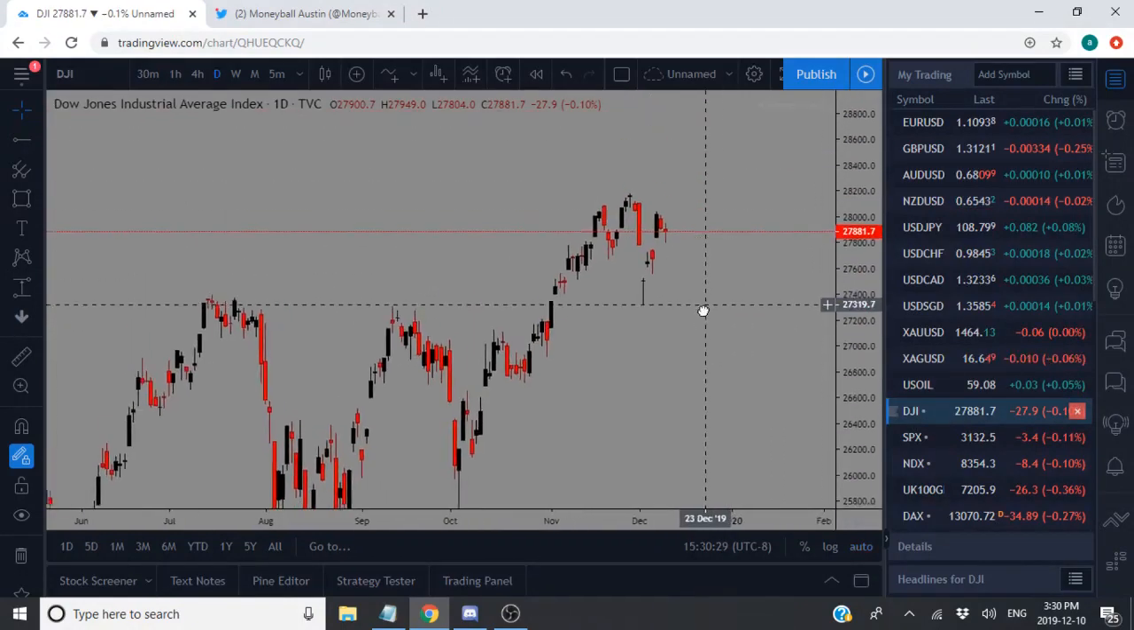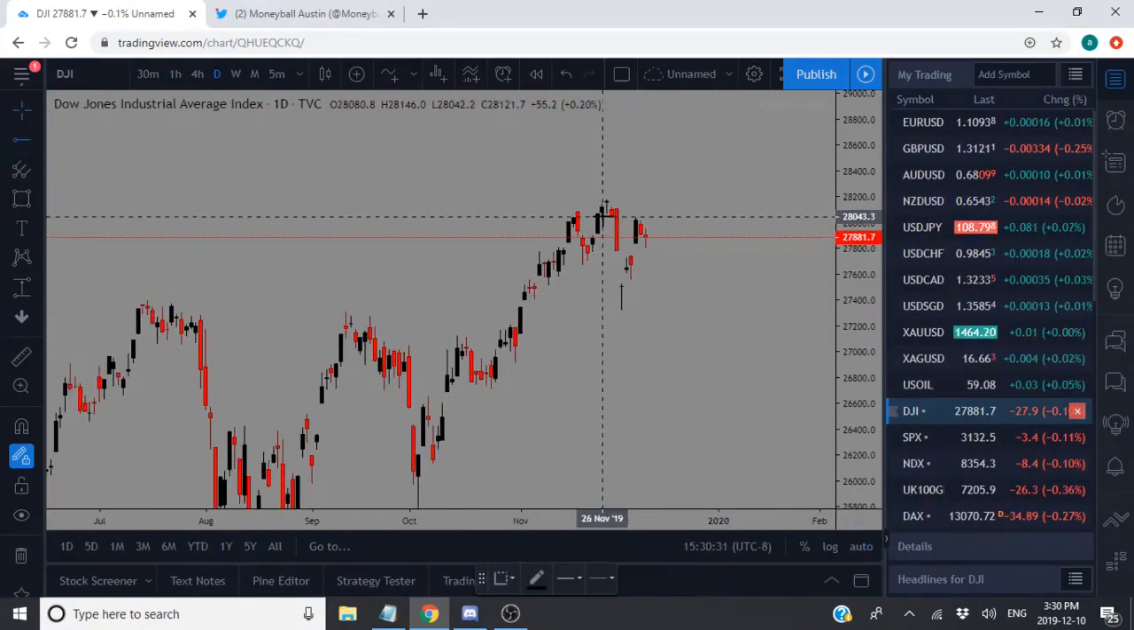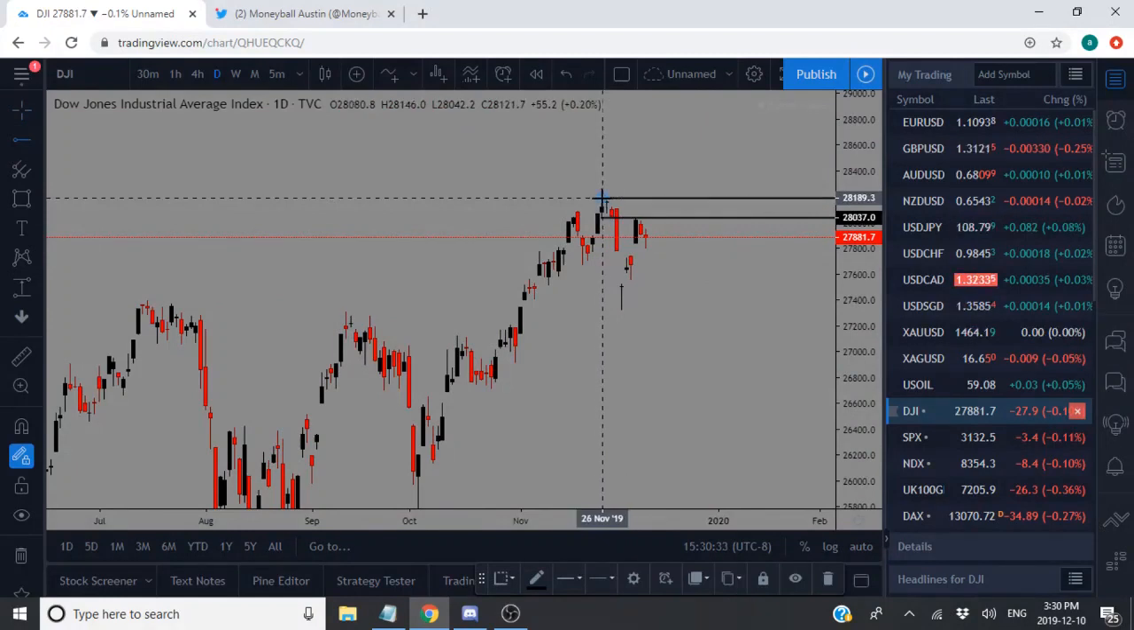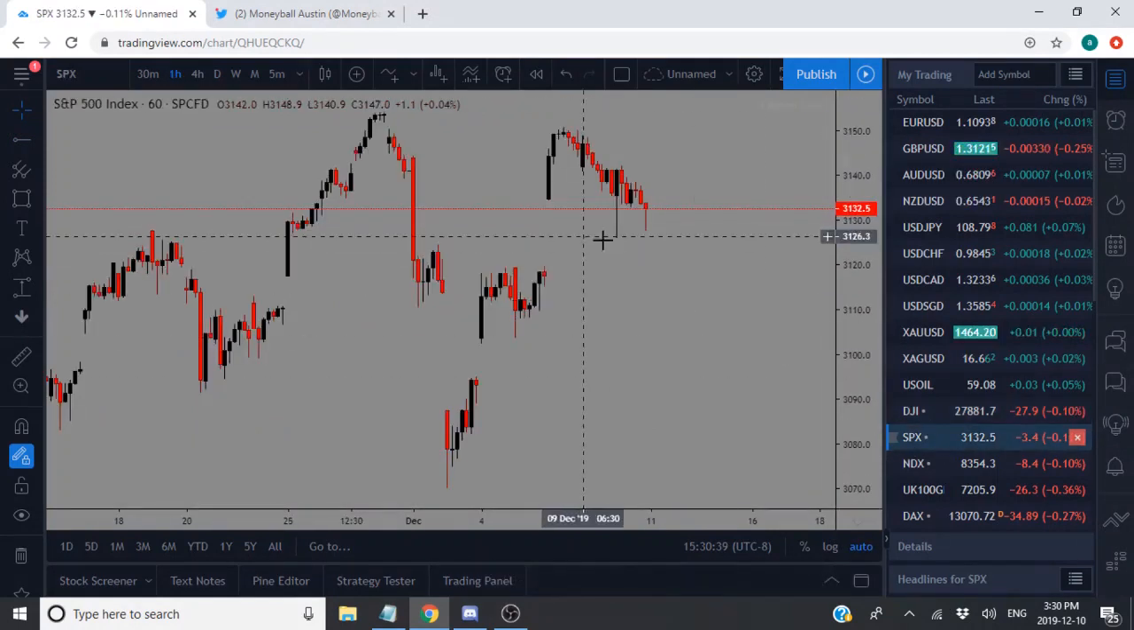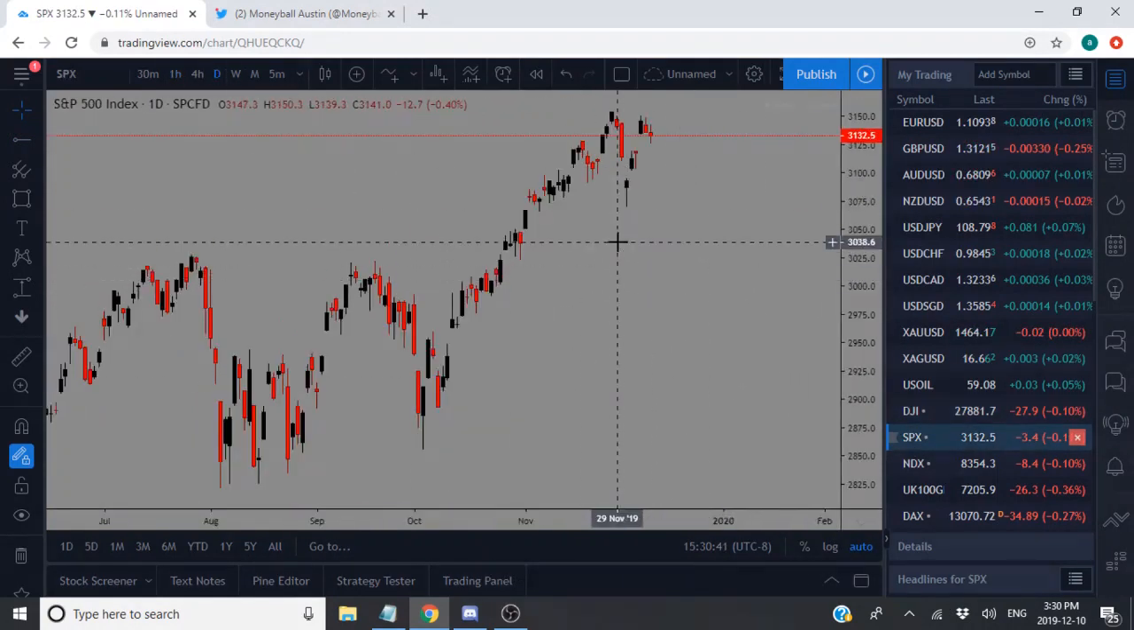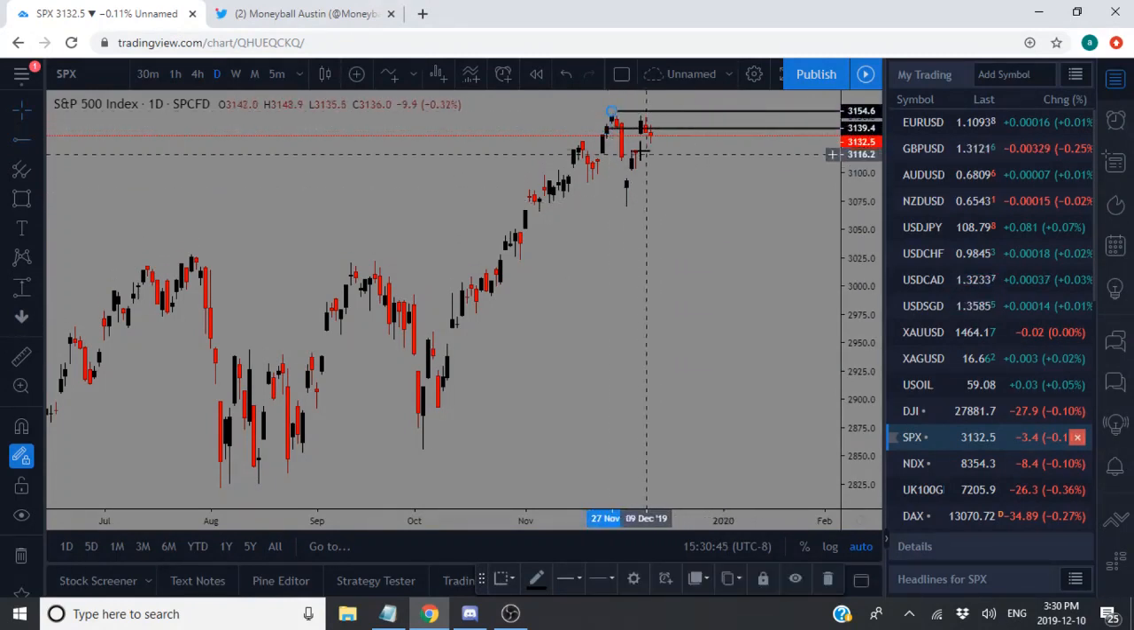Dow Jones. You really don't need to look at too much of the stock market because they basically all look the exact same. We had that daily supply and there were some opportunities. We were watching it on the S&P 500. Price was coming up into that daily supply we talked about.